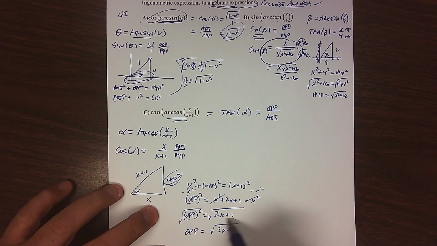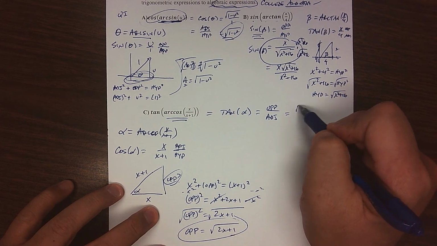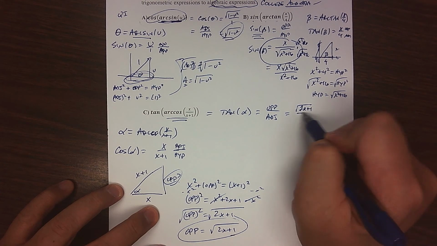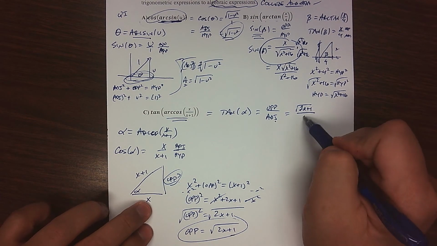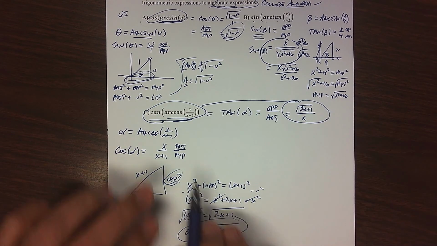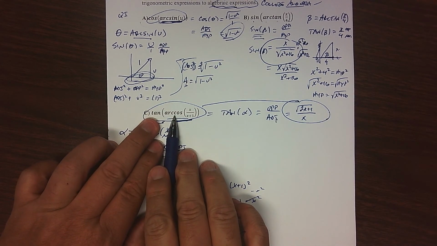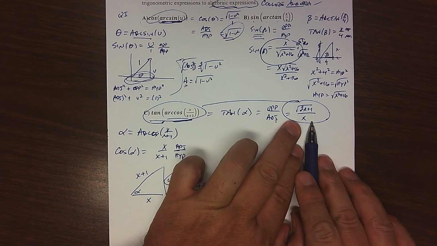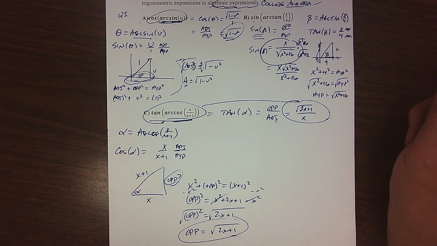And so bringing that into play up here, this is the square root of 2x plus 1 all over the adjacent, which we know to be x. And so that turns into that. Again, we're going from a trigonometric situation to a college algebra situation, which is quite amazing.